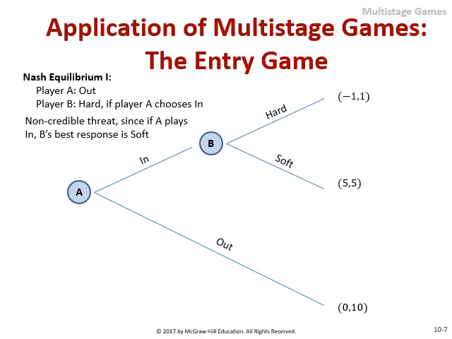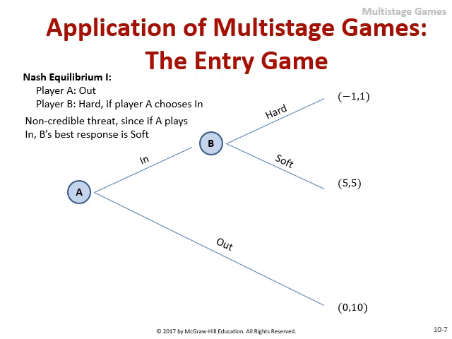But is this threat credible or not? Should firm A believe that this threat will happen, that player B will really play hard if player A chooses in? Player A should not believe this threat. It's not a credible threat, because once A has entered the market, is it in B's interest to play hard or soft? Looking at the payoffs in the brackets, if player A plays in, player B's interest is to play soft, not hard, because soft gives it profits of $5, which is higher than the $1 it will get if it plays hard.